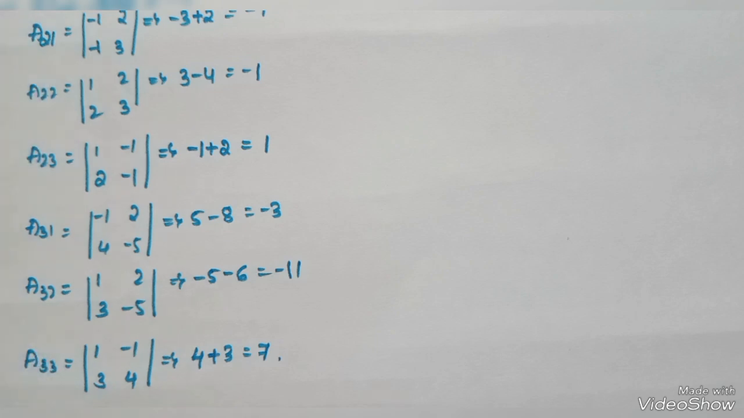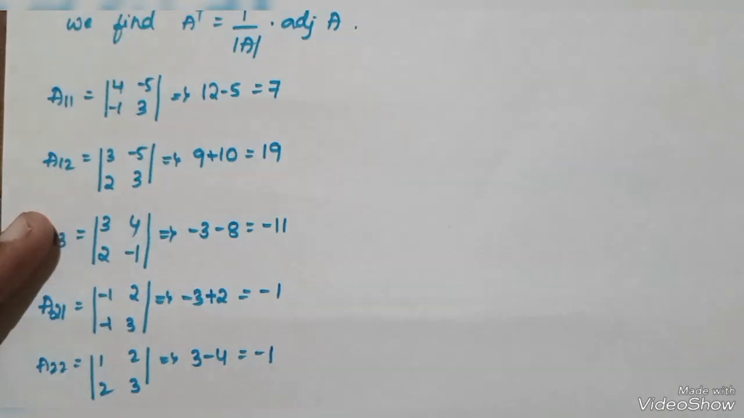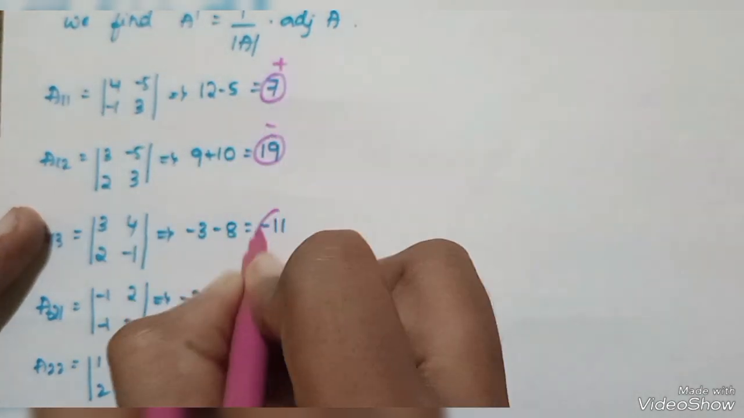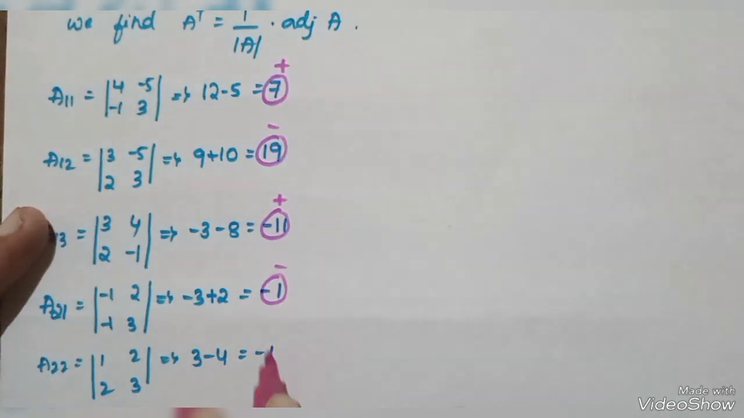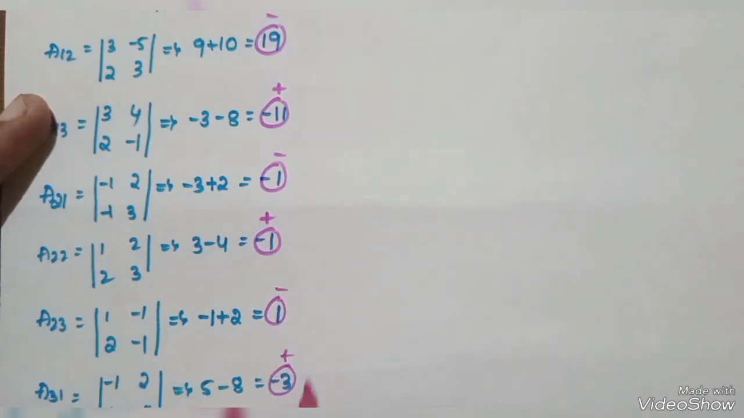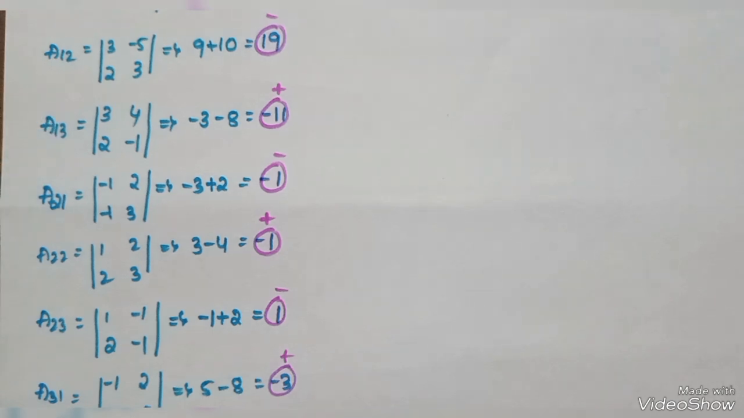The next step is we have to multiply the sign. First step, write each element by neglecting its row and column. Then second step, find the determinant. After that, multiply the sign. First element plus, minus, plus, minus, plus, minus, plus, minus. Last one is plus.